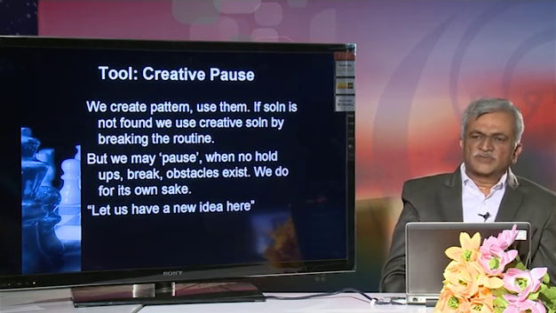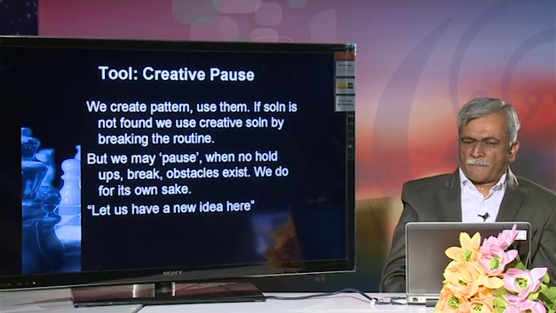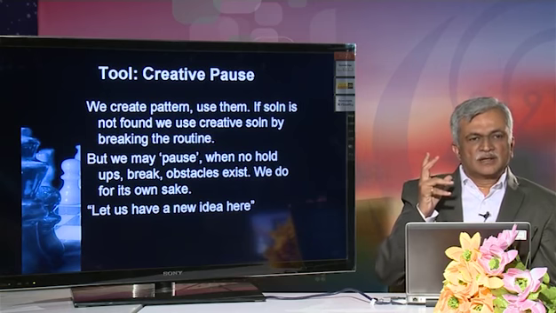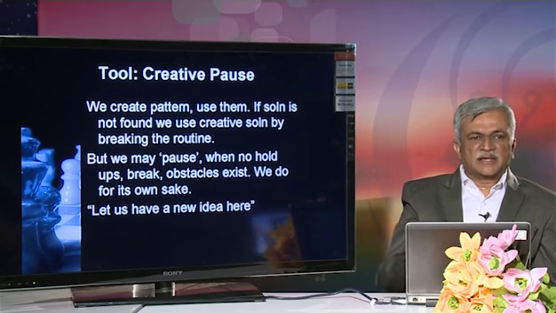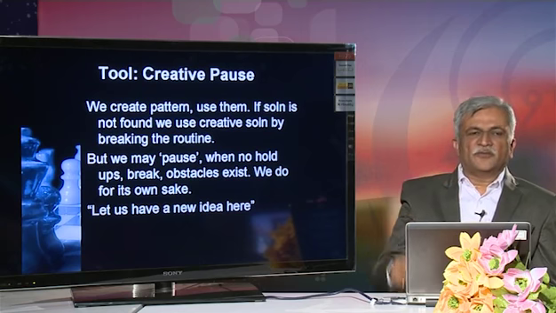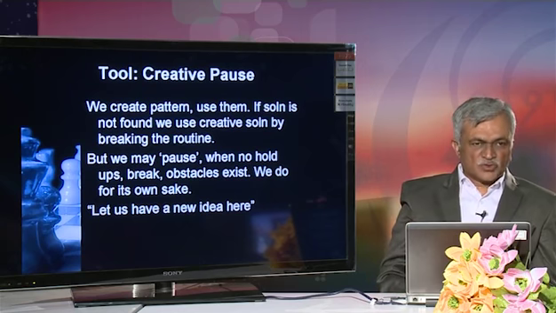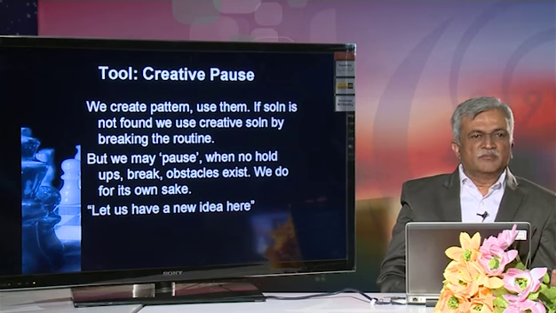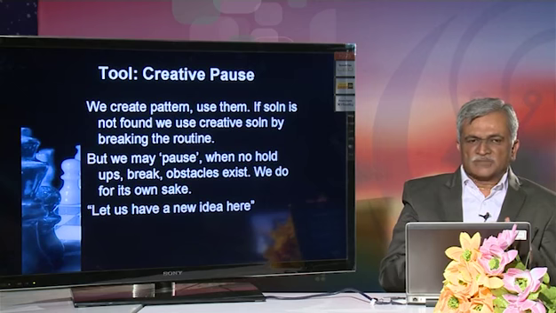Another tool which we are going to talk about is the tool of creative pause. What happens is, our brain is good at analyzing patterns and creating patterns. We analyze patterns, and whatever comes very often, repeatedly, is useful. We have seen this earlier. Those patterns we call by name. These names we call concepts or ideas, and we keep on using those patterns.